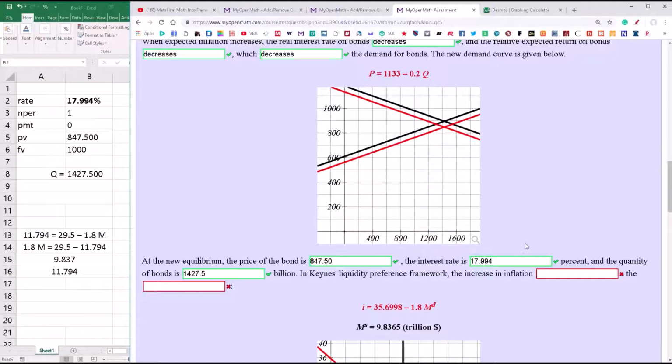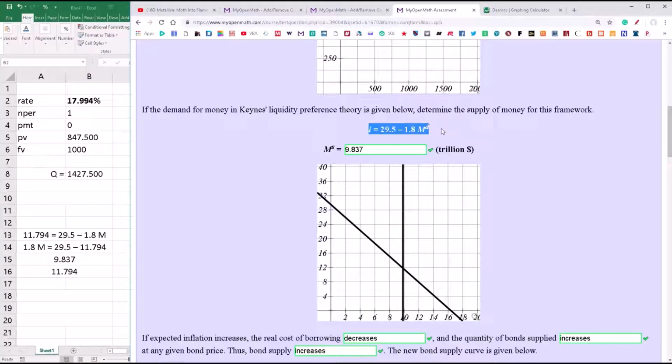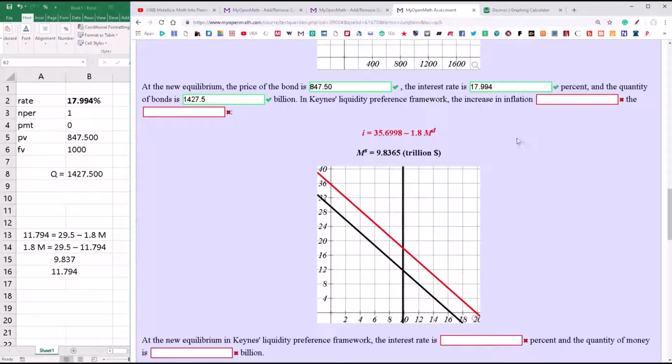Okay, so this is the initial demand curve for Keynes's market for money, and that's the initial supply curve for this framework. Down here, what happened? In Keynes' liquidity preference framework, the increase in inflation increases the demand for money, right?